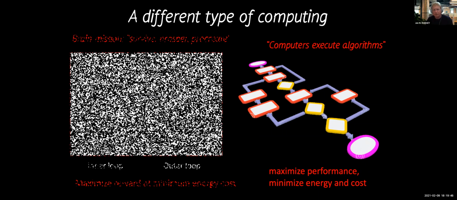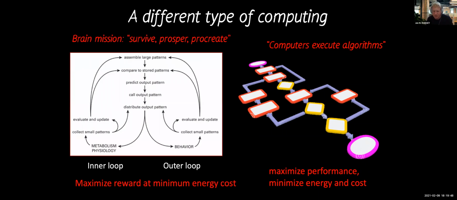Now, if I look at the brain, which is kind of the equivalent of the system we're trying to build, the goals of the brain are very different. It is not about executing algorithms, it's about survival. It's about prospering, it's about procreation. That's what our brain has basically evolved into over all those ages of evolution.